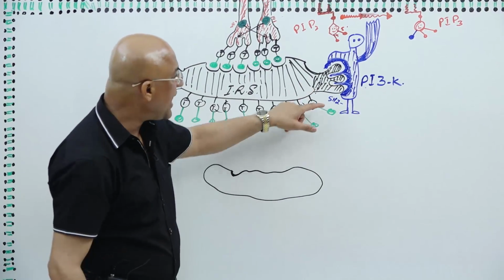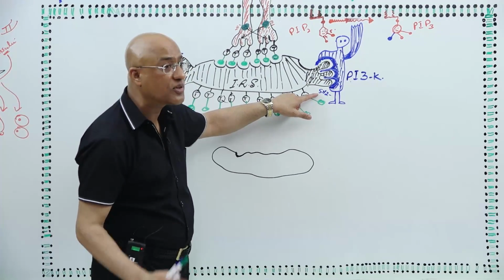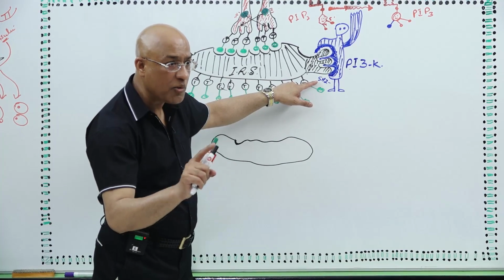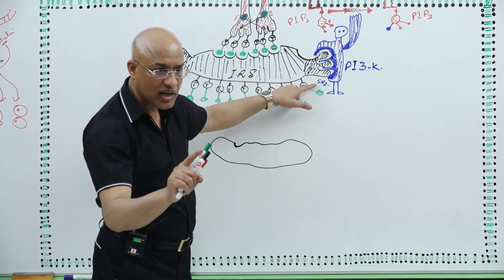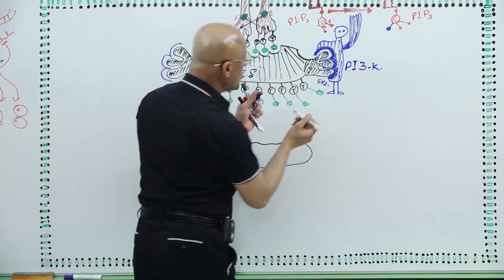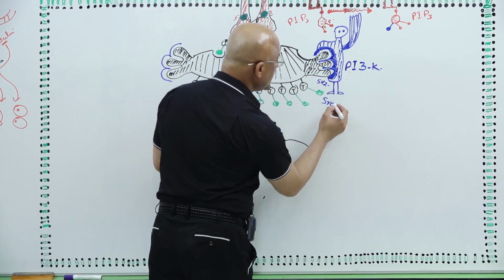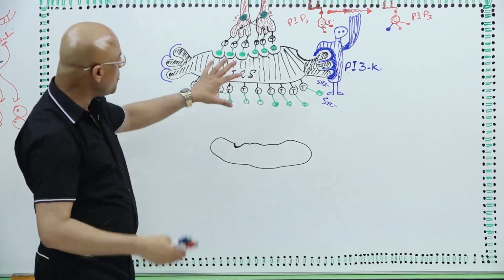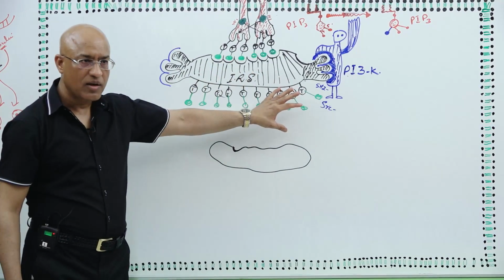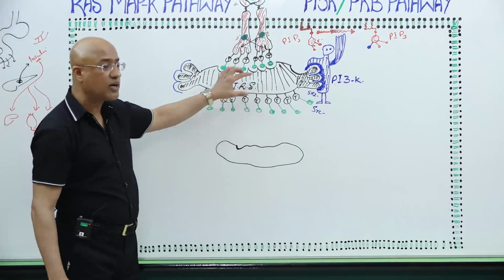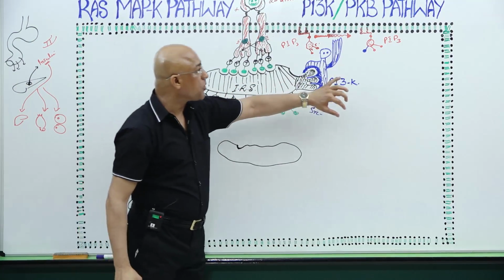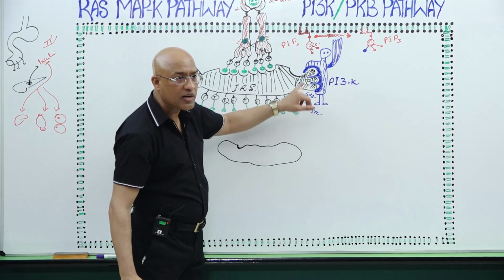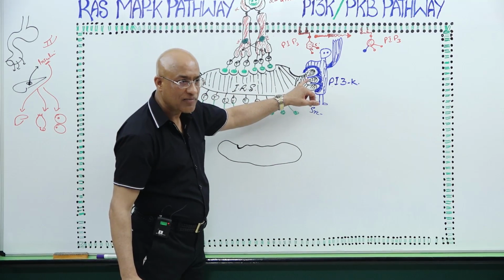Is that right? Now SH2 does not stand for sulfhydryl here. Here it stands for Src homology 2 domain. So it means when IRS is phosphorylated, the proteins which bind with the phosphotyrosine component of IRS must have a Src homology 2 domain. Is that clear?